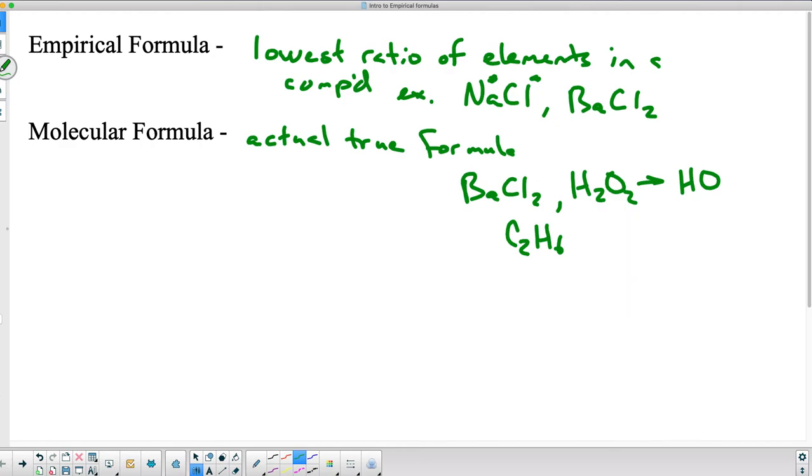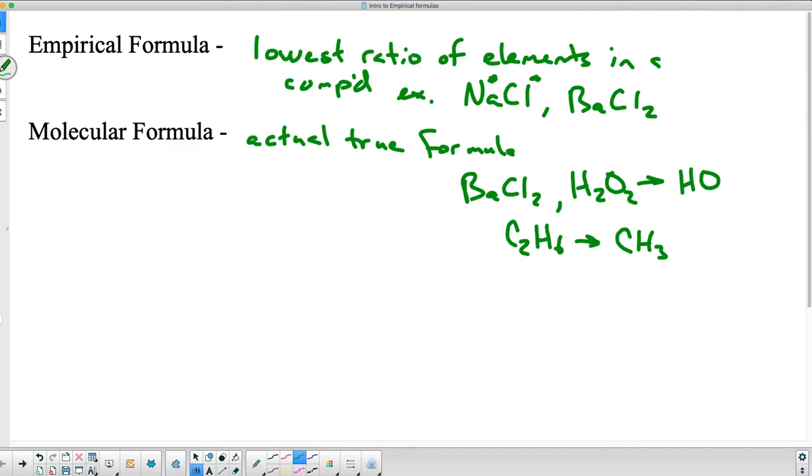So sometimes the molecular formula is not the lowest ratio. Just like C2H6 is called ethane. Ethane has an empirical formula of CH3 because, I'm sure you recognize this already, 2/6 can be reduced to 1/3. So I always think of formulas similar to fractions because they kind of work the same way.